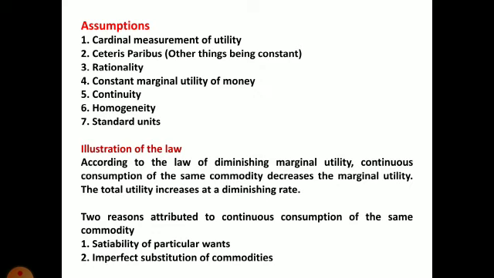So what are the assumptions under the law of diminishing marginal utility? The first one is that the measurement of utility is cardinal. This is the basic assumption of Marshall's theory of consumer behavior. The law of diminishing marginal utility assumes that the consumer is capable of expressing the utility numerically.